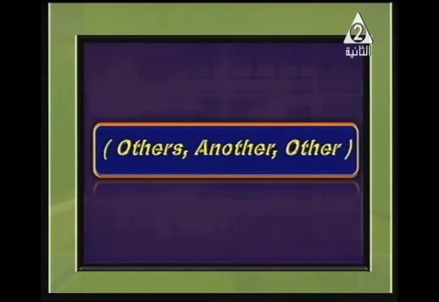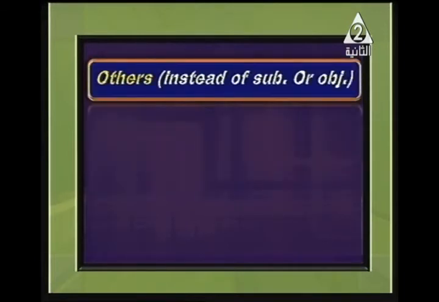دلوقتي هناخد حاجة مهمة, the difference between others, another and other. يبقى others with S, another and other without S. Let's see. The first one is others with S, بالS. بتبقى instead of subject or object. يعني ممكن استخدمها مكان السبجكت أو ممكن استخدمها مكان الأوبجكت المفعول بتاعي. طيب let's see an example to make it clear.